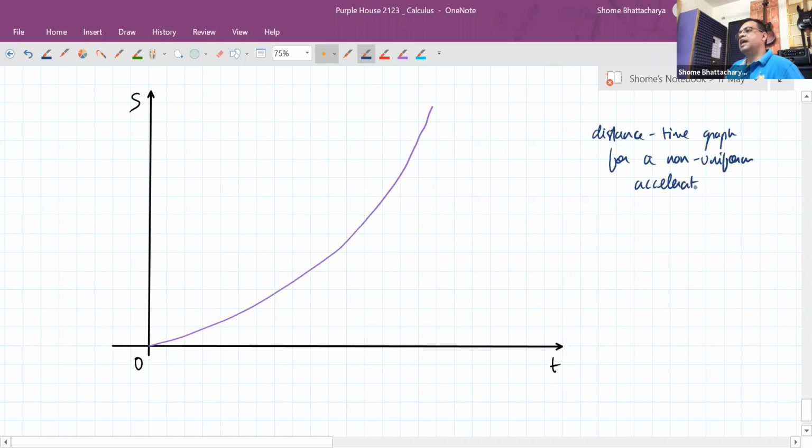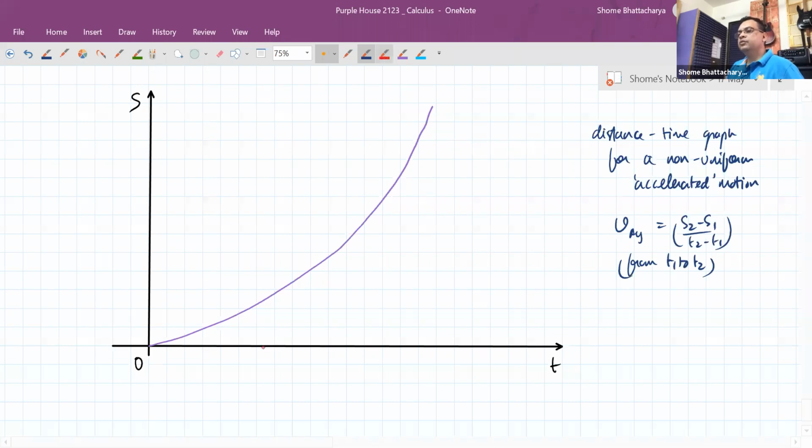So in this case, it's an accelerated motion. It's not a decelerated motion, it's an accelerated one, because you can see that the speed is increasing with time. Okay. So in this, what is the average speed in a certain interval from T1 to T2? How would we measure it? It would be equal to S2 minus S1 upon T2 minus T1.